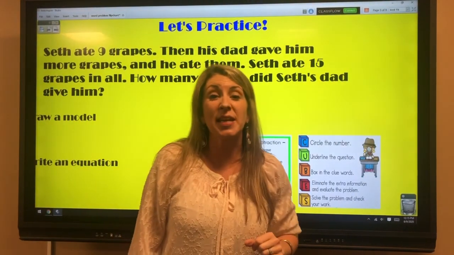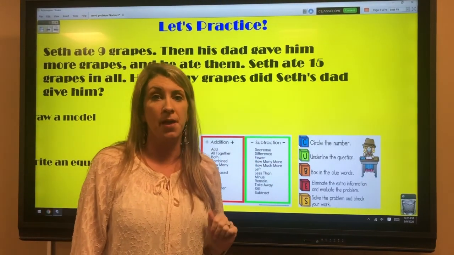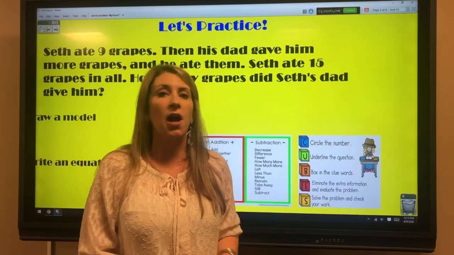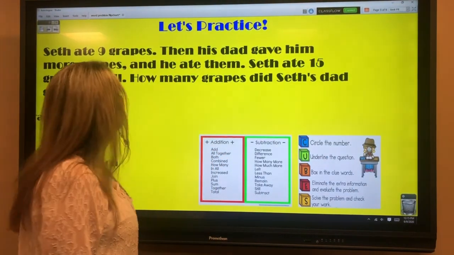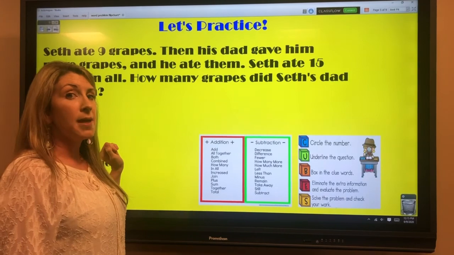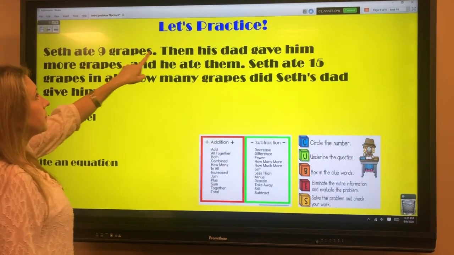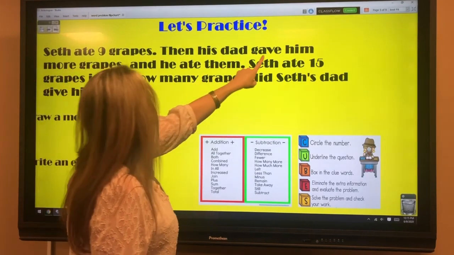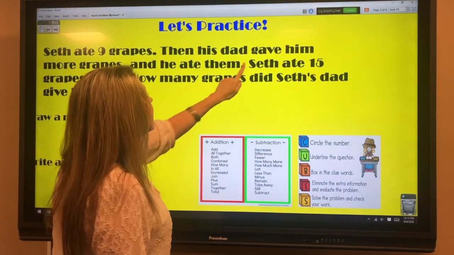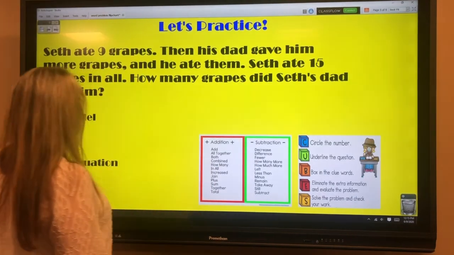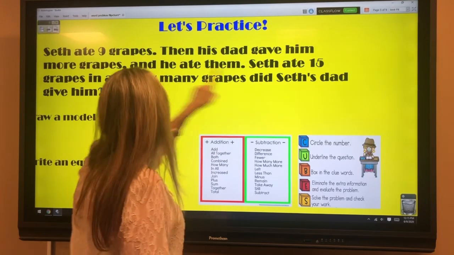The first thing we need to do with our word problem is read the whole word problem without circling or underlining anything. We're just going to read through it first. Be sure to follow along with me. Seth ate 9 grapes. Then his dad gave him more grapes, and he ate them. Seth ate 15 grapes in all. How many grapes did Seth's dad give him?